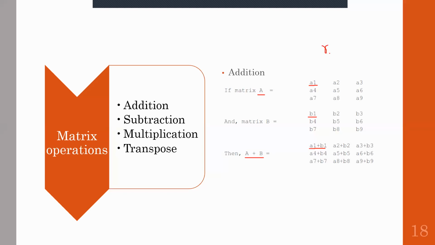So if an element is present in row R and column C of matrix A, then I have to add the element of B which has the same index, row index value R and column index value C. So based on that, we are getting this addition operation. So this is how addition goes on in a matrix. Logically, you need to implement this.